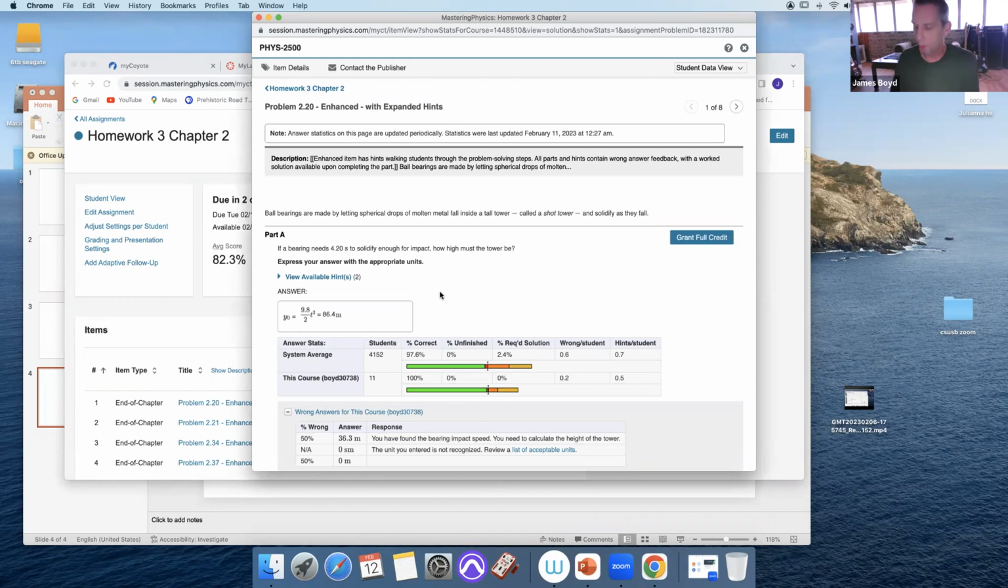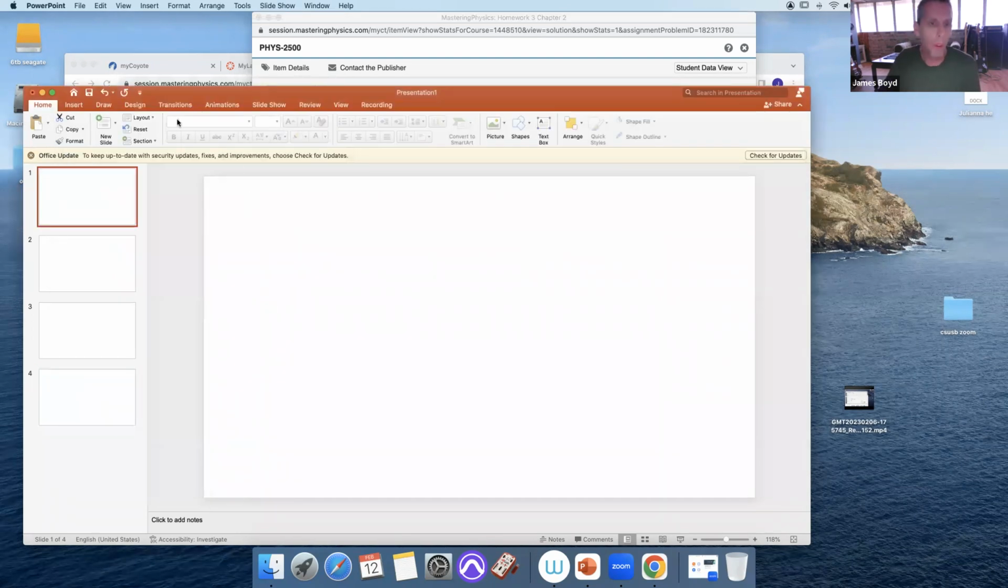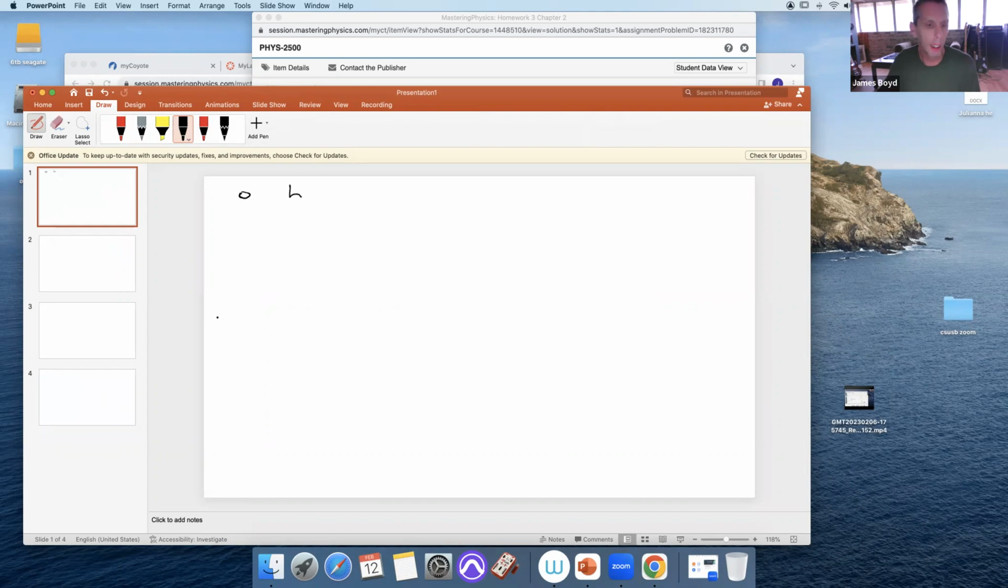So in this first one, we have a ball bearing, basically a still ball that's going to fall. It's going to fall for 4.2 seconds, and we want to know how high. This is a free fall problem. We have a ball that is dropping from a certain height. We don't know what this height is, but we do know that it's going to fall for a time of 4.2 seconds before it hits the ground.